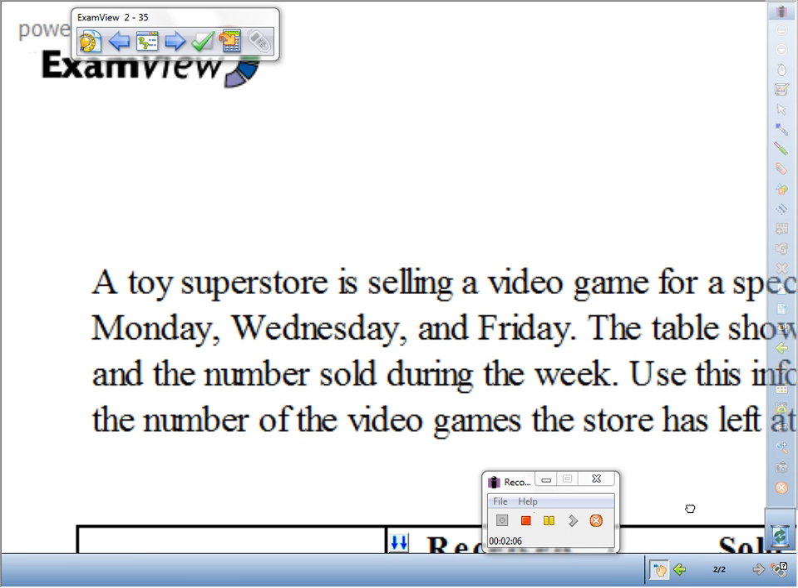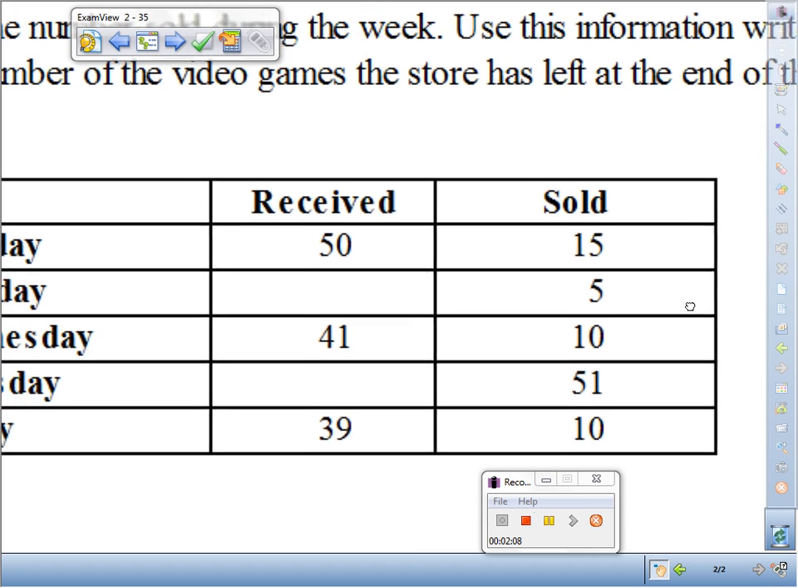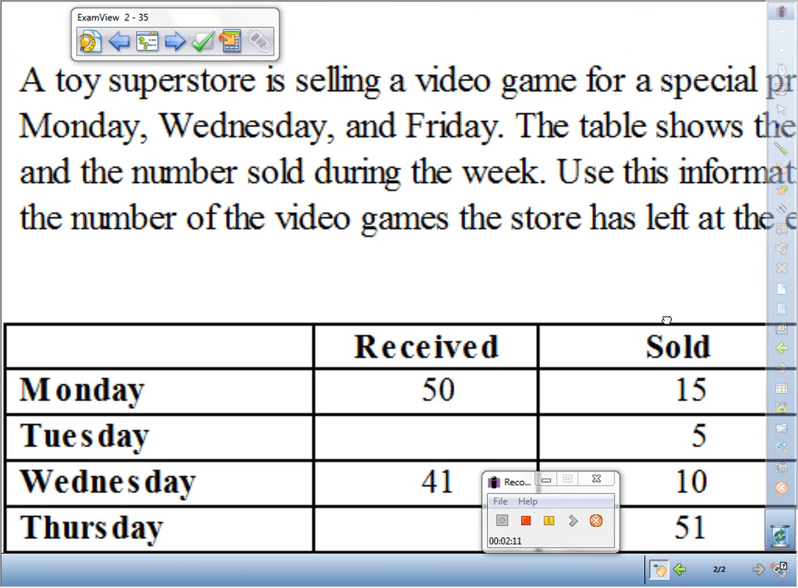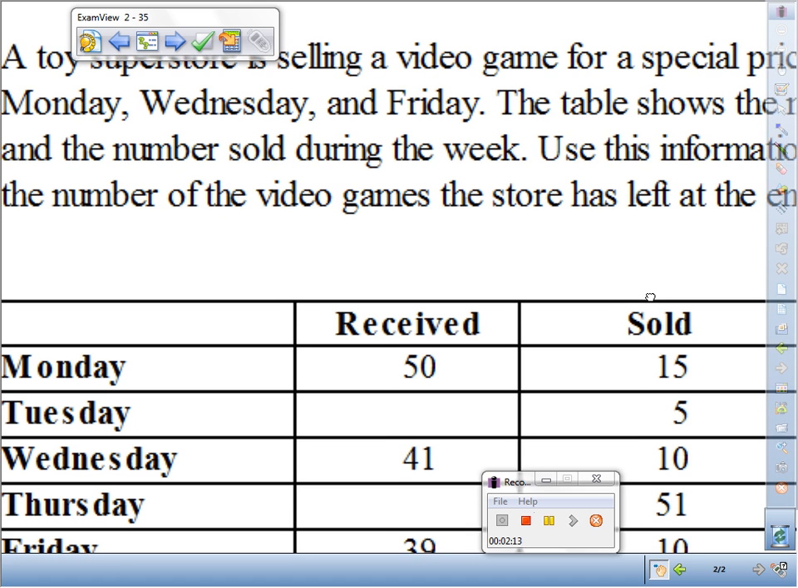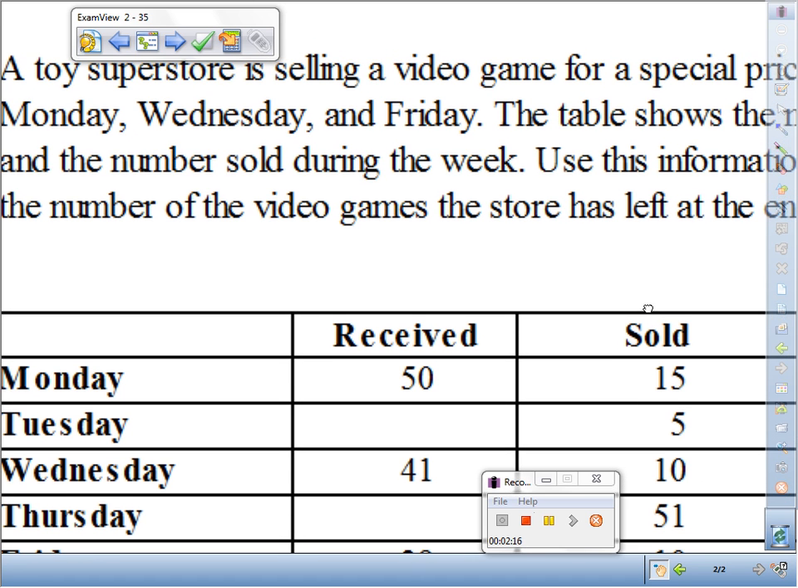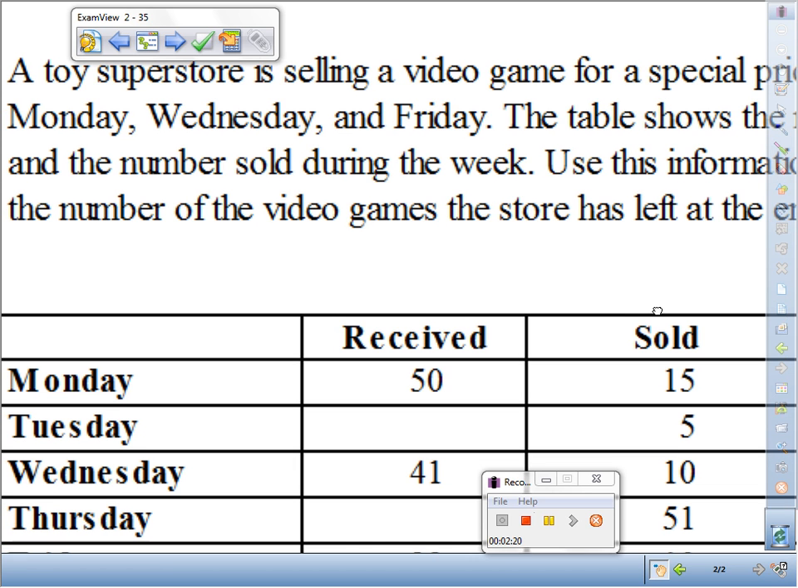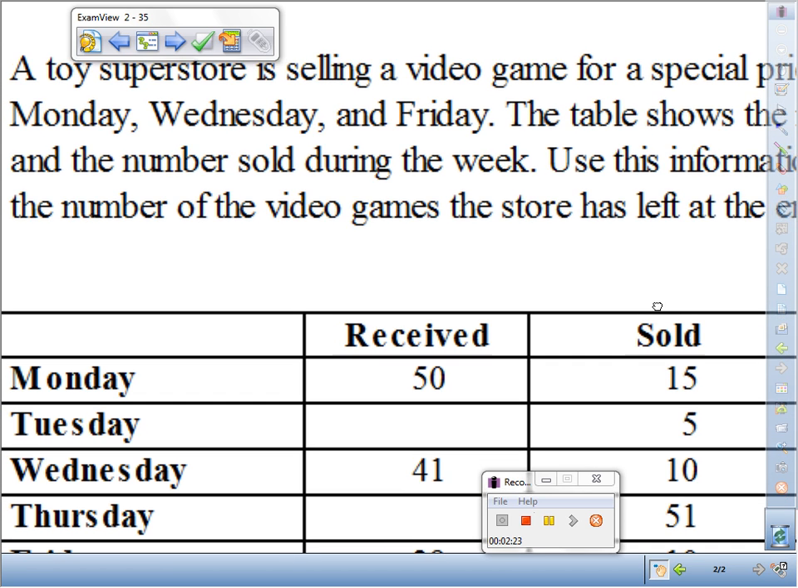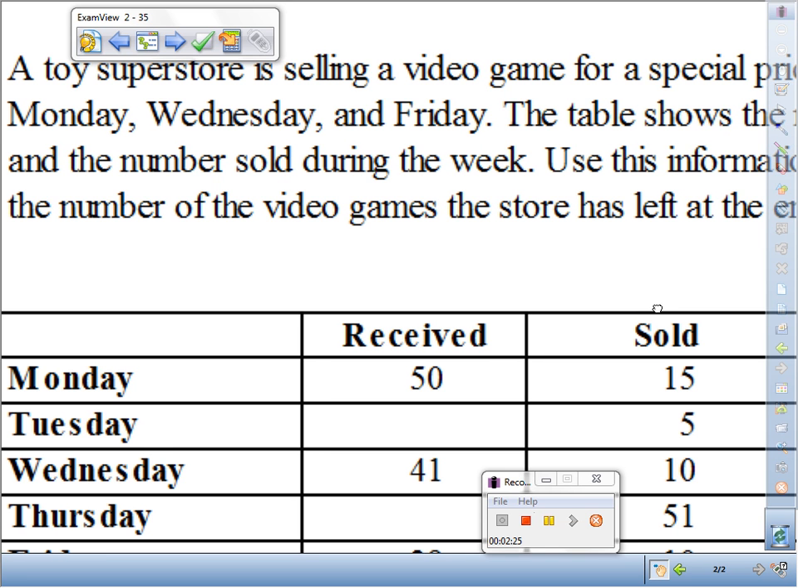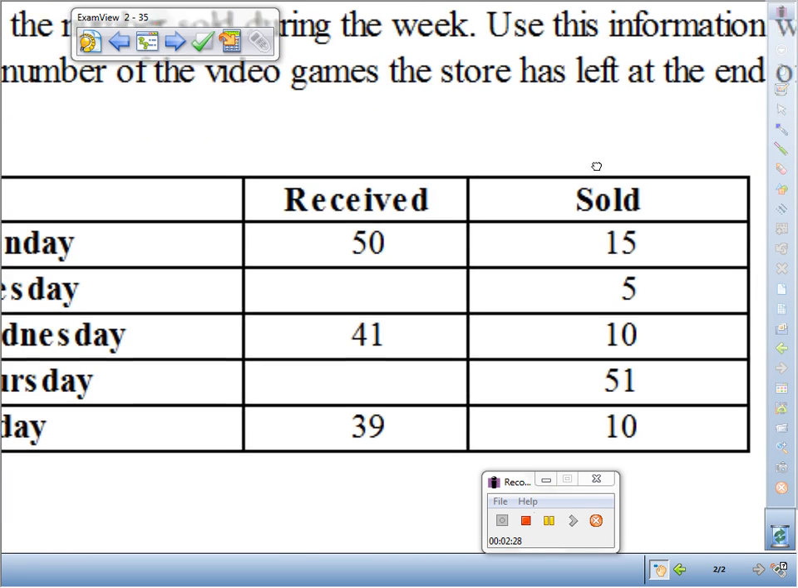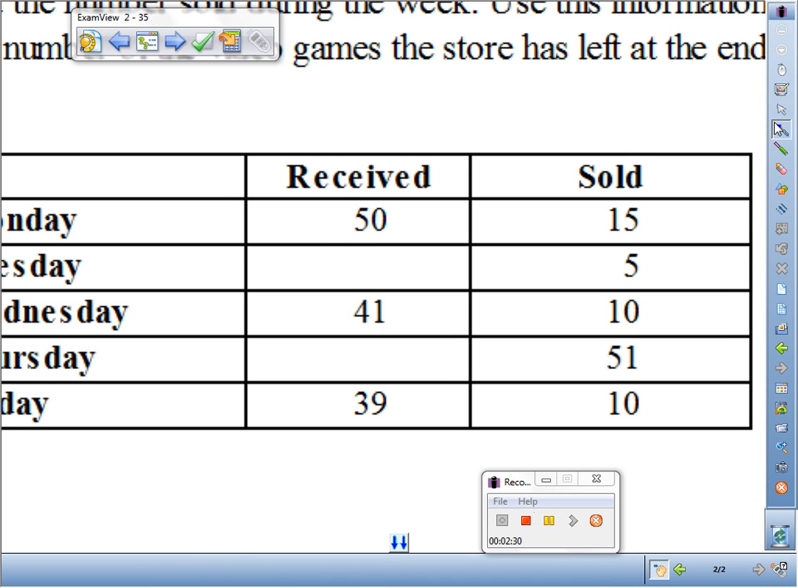Number 2. This one is another one that's coming back, and it talks about income. It doesn't matter what the situation is. In this case, it says a video game store, or it could be that they sell Pokemons. It could be any situation. But whenever something is received, make sure you label that a positive, and whenever something is sold, it's a negative, because they're talking about things that are coming into the store and out of the store.